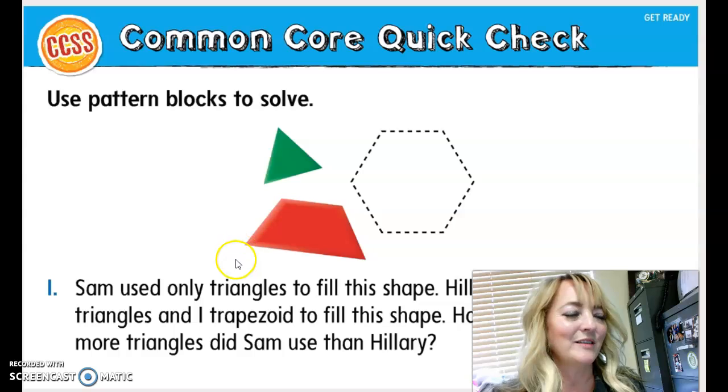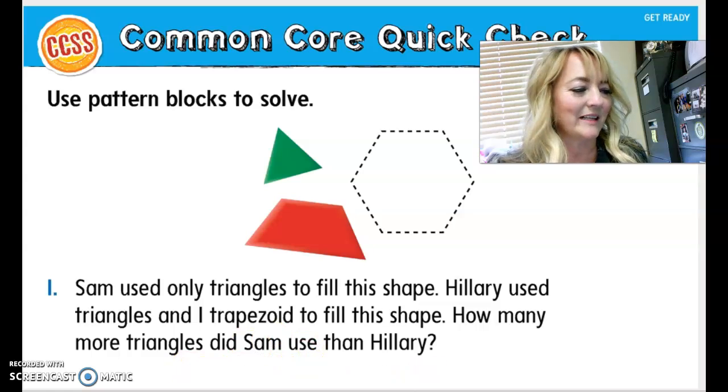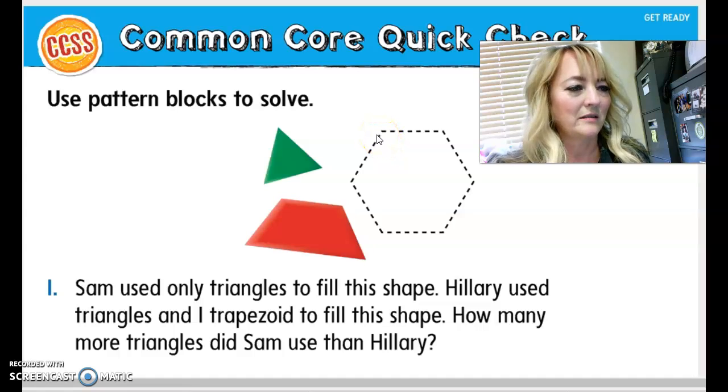Use pattern blocks, Common Core Quick Check. Use pattern blocks to solve. Sam used only triangles to fill this shape. Hillary used triangles and 1 trapezoid to fill this shape. How many more triangles did Sam use than Hillary? Let's find out. Oh, it's not going to let me use my tools. So we'll use this, and we'll do Sam's first.